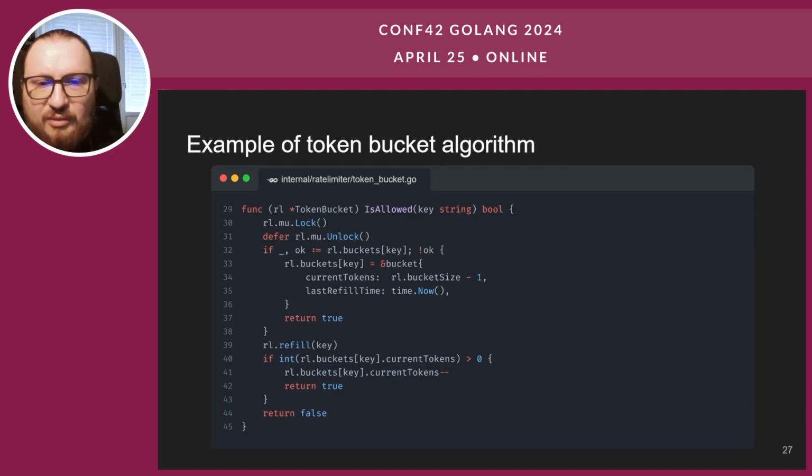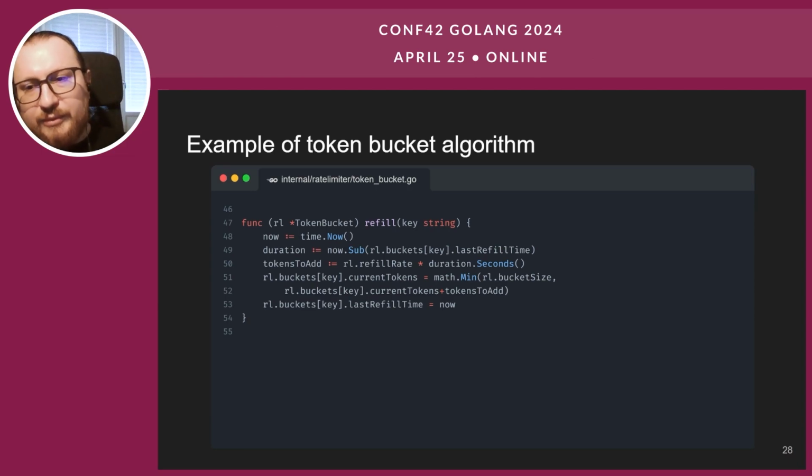It checks for at least one token in the bucket. If there is a token, it decrements the number of tokens and allows the request, otherwise denies. The refill method refills the bucket for the specified key. It calculates the number of tokens to add based on the time elapsed since the last refill and the refill rate. After that, it adds them to the bucket up to the bucket size and updates the last refill time.